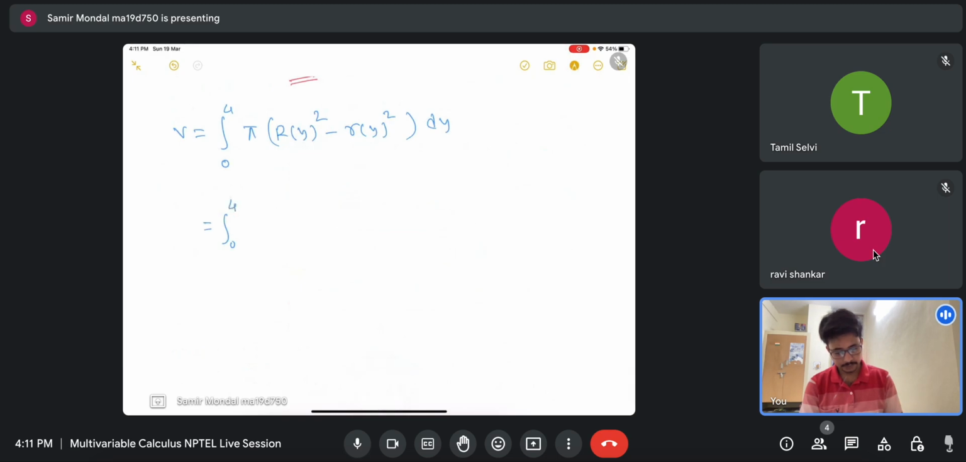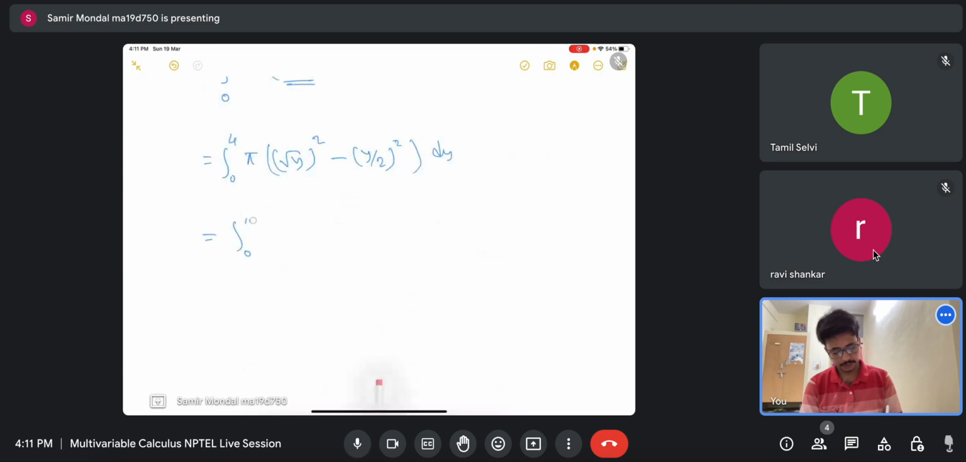So, integral from 0 to 4 of pi times r. What is r? r is nothing but root y minus y by 2. So integral from 0 to 4 of pi times root y, this is y minus y square by 4. If you calculate, you will get something like 8 pi by 3.